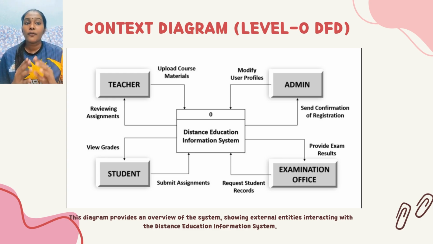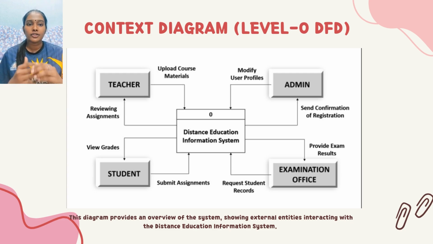There are four main entities. The first is teacher, the second is student, the third is admin, and the last is examination office. Each of the entities sends and receives data from the system.